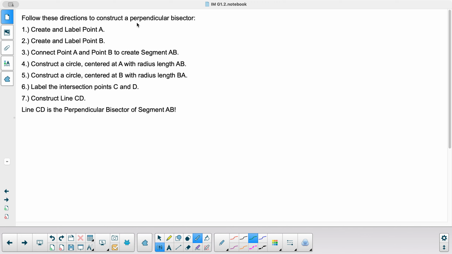These are going to create a perpendicular bisector. So bisector means we cut a segment in half. Perpendicular means 90 degrees, okay? So perpendicular 90 degrees, bisector means you cut in half. All right, let's see here. Create a point and label point A. Create and label point B. Connect point A to B to create segment AB.